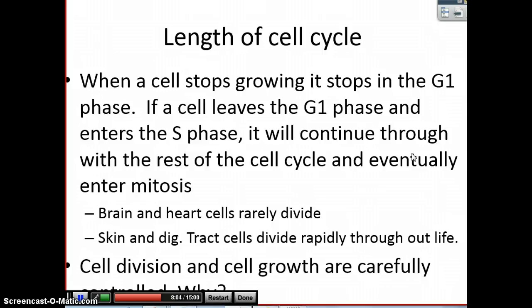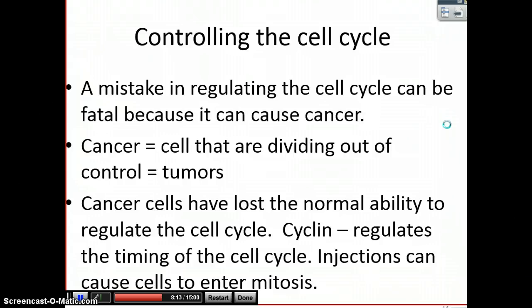Cell division and cell growth are carefully controlled. If not, your cells would be dividing out of control and forming tumors. So a mistake in regulating the cell cycle can be fatal because it can cause cancer. Cancer is cells that are dividing out of control, forming a tumor. Cancer cells have lost the normal ability to regulate the cell cycle. So it's like they're stuck in that M phase, and they're dividing, and it does not stop.